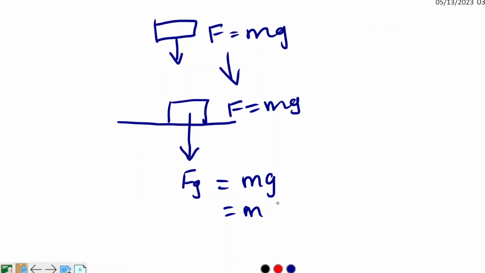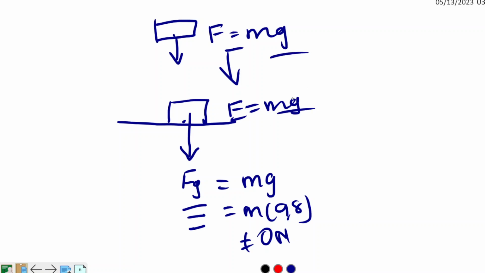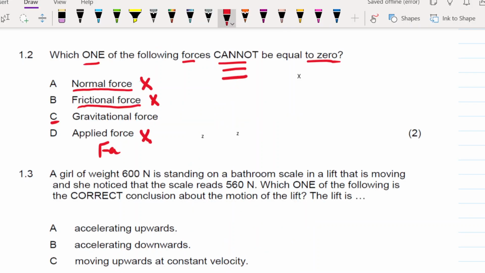So this g, we know it's 9.8. So the gravitational force cannot be equal to 0, because throughout, whether it's above the surface or it's hitting the surface, the force will always have the same magnitude. So the F of g, or the weight, cannot be equal to 0. That is option C. So option C is the answer for 1.2. The gravitational force cannot be equal to 0.